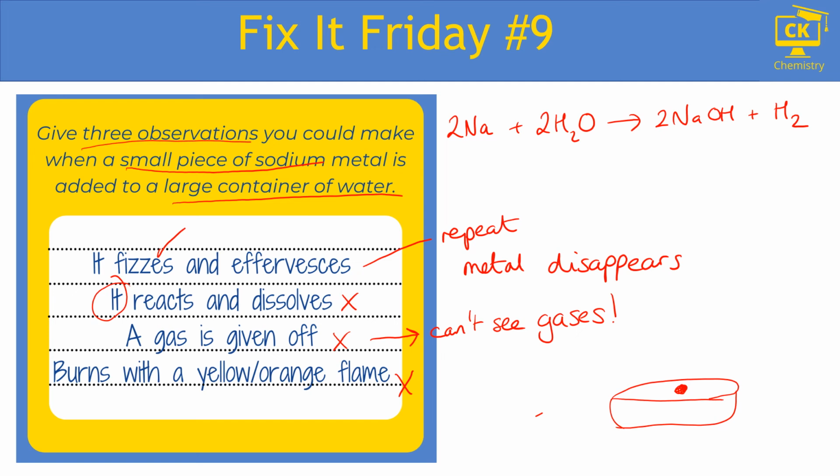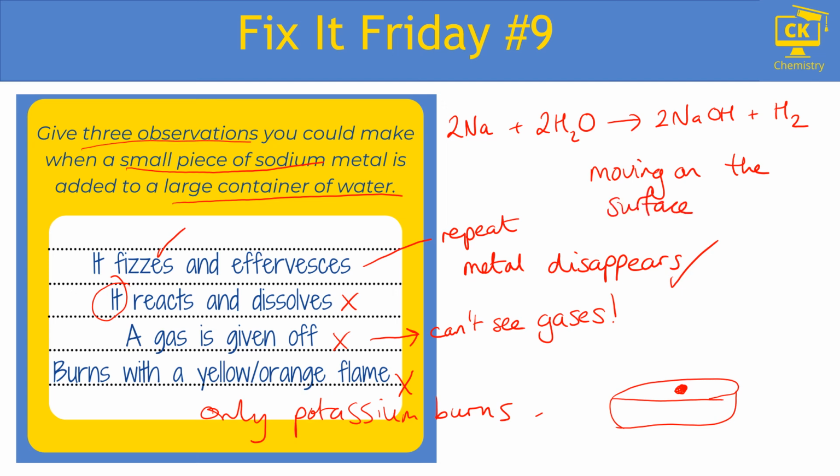But no, only potassium, and of course lower down, is going to get hot enough to burn that hydrogen, and potassium would give you a lilac flame, as I'm sure you know. So what else can we say? We've got our fizzing, we've got our metal disappears. We can say moving on the surface for group 1, and the moving is due to the gas being given off, so pushing it around on the surface is a nod to the low density of group 1 metals. And other than that, we can also say for sodium that it melts into a ball.